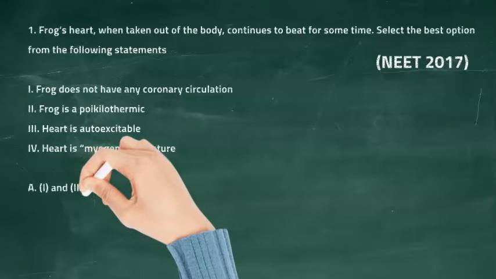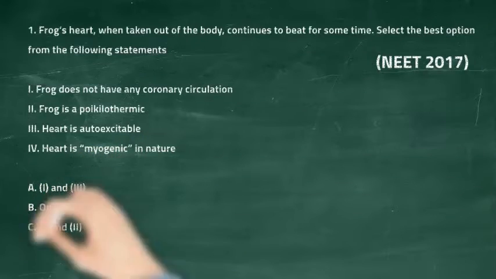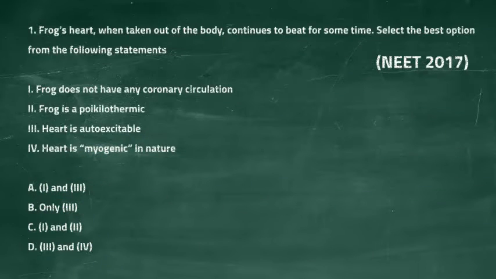A option is first and third, B option is only third, C option is first and second, and D option is third and fourth. The right answer is option D, which is third and fourth.